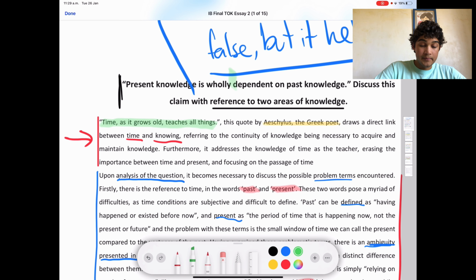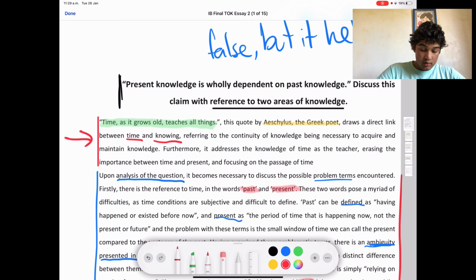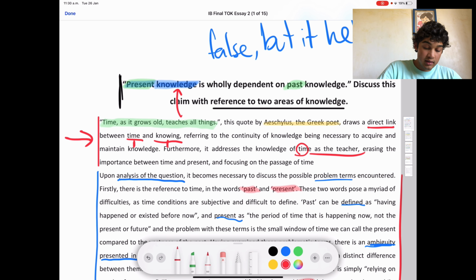And what are we talking about here? We're talking about present knowledge. So knowledge is important because teaching and knowledge are more or less related. And we're talking about present and past. So I found this beautiful quote that kind of sums it all together. And it draws a direct link between time and knowing. And this quote addresses time as a teacher, erasing the importance between present and past, is what I meant to say here, and focusing instead on the passage of time.